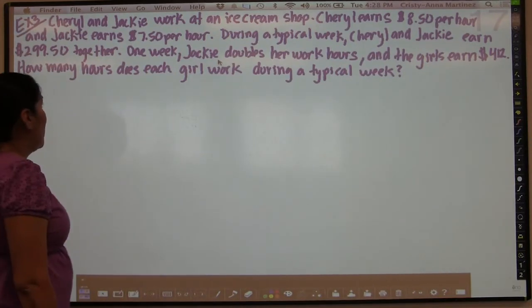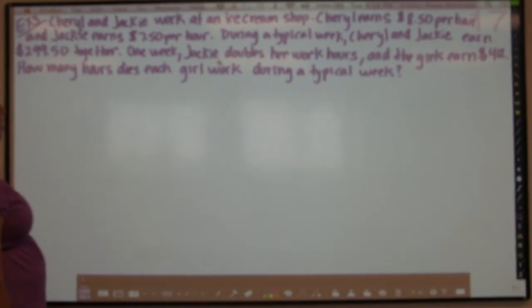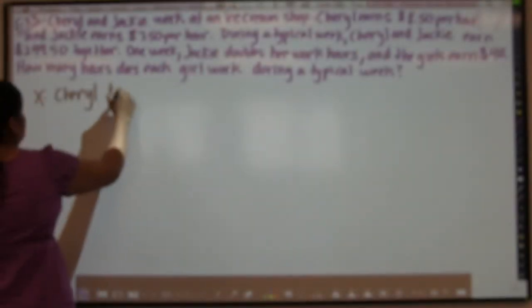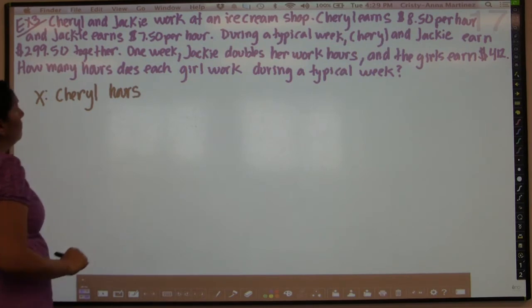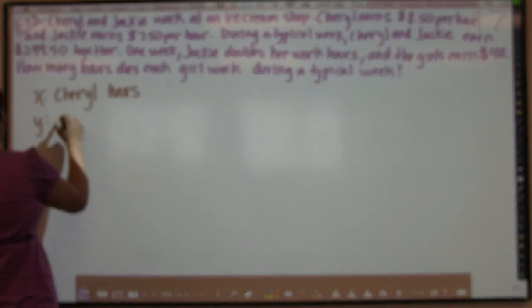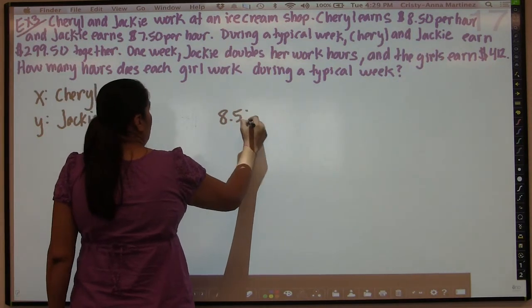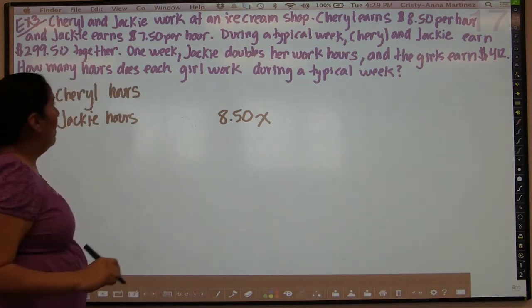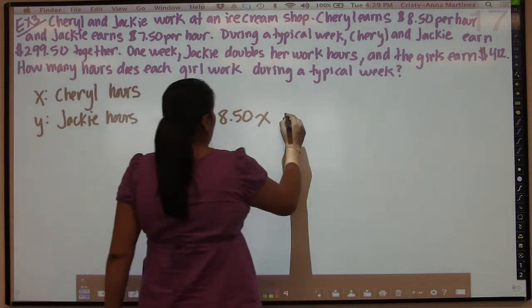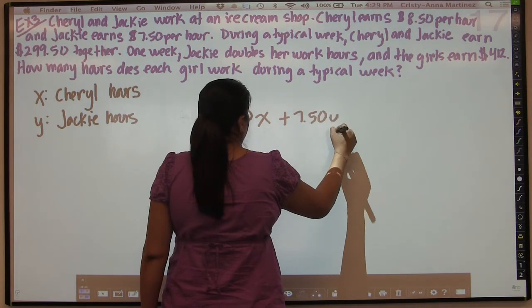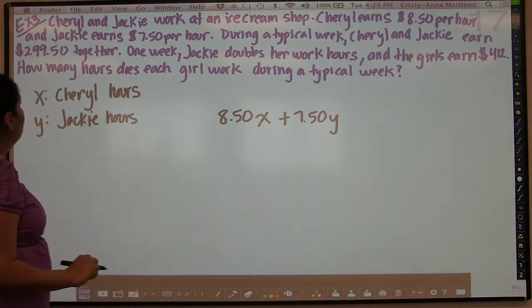It says Cheryl and Jackie work at an ice cream shop. Cheryl earns $8.50 per hour. So what we're going to do is we're going to get some variables up here, and we're going to call X the hours for Cheryl, and we're going to call Y the hours for Jackie. All right, so now it says Cheryl earns $8.50 per hour, so $8.50 per the hour, and Jackie earns $7.50 per hour, and Jackie's hours are Y.